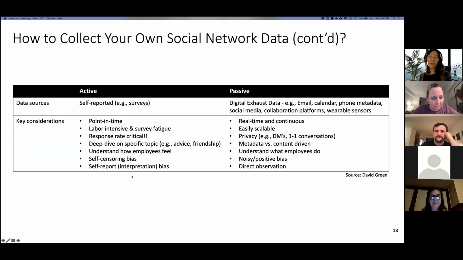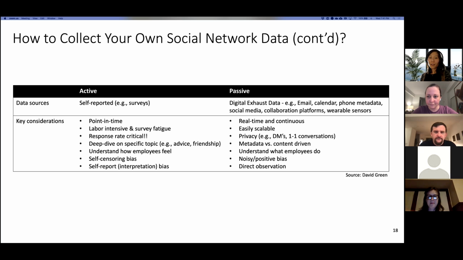In terms of active methods, the information is self-reported, so it's super dependent on the people responding. The moment you don't get people responding, you lose a lot of information about your network, because you lose all of their connections, and those are really important for understanding how people are linked together. Passive data is always going on, real time and continuous. But the reason we sometimes don't rely on it is privacy issues.